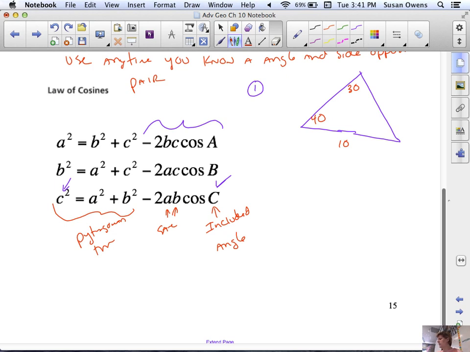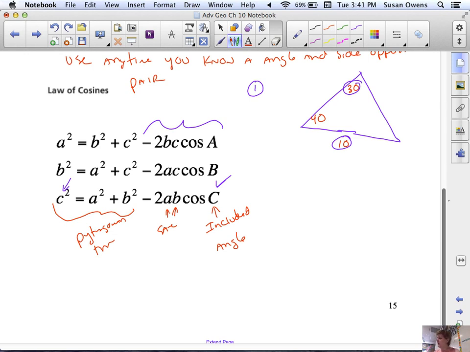Now the other angle's easy. All the angles add up to be 180, so that one will be pretty quick. But to find a side, the first thing I notice is I have an angle side pair. I have an angle and I know the side across from it, so I'm going to use law of sines because law of sines is a whole bunch easier. What the law of sines will allow me to do is to find either an angle across from a side or a side across from an angle.